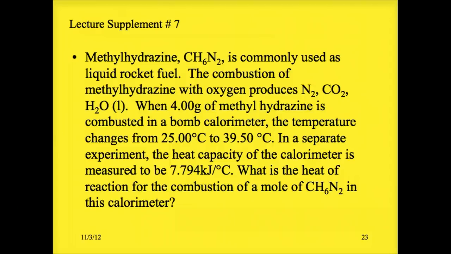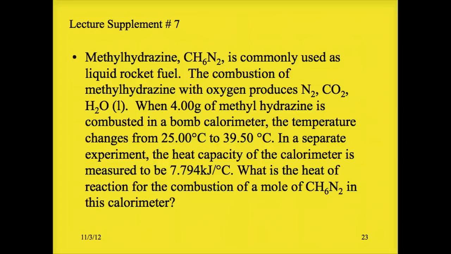Bit of a huge lecture supplement here. Methylhydrazine is commonly used as a liquid rocket fuel. The combustion of methylhydrazine with oxygen produces N2, CO2 and H2O liquid. When 4 grams of methylhydrazine is combusted in a bomb calorimeter, the temperature changes from 25 to 39.5 degrees Celsius. In a separate experiment, the heat capacity of the calorimeter is measured to be 7.794 kilojoules per degree Celsius. What is the heat of reaction for the combustion of a mole of methylhydrazine in this calorimeter?